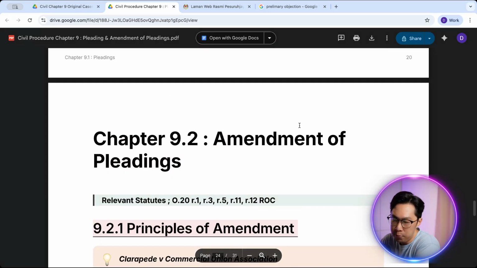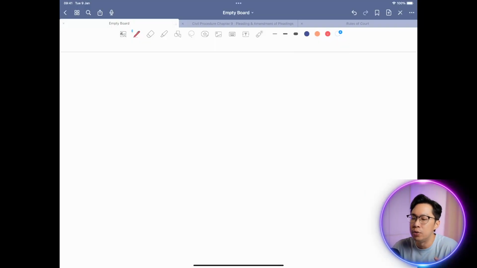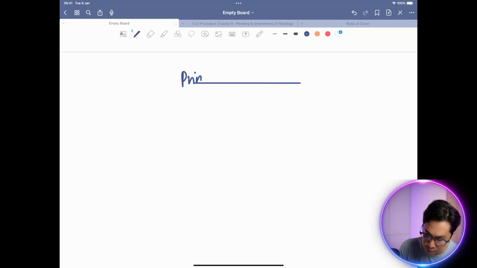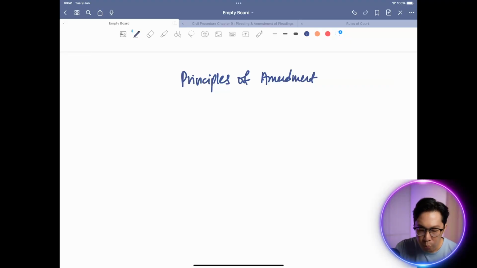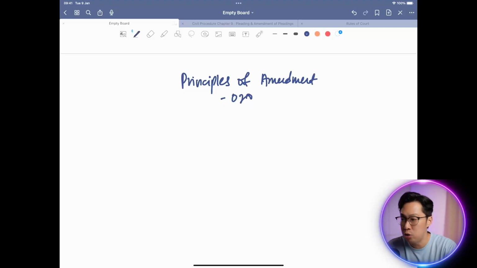Now, let's move on to this principle. Under principle, I also wanted to read the statute with you. Okay? But if you look at principle, there are a few things. What are the notes that you can make if you want? Principles of amendment, it's under Order 20. Now, to me, there is no need to make notes about Order 20 because it's all in your statute. Learn to read statute. But there are a few things in there you will need to know.